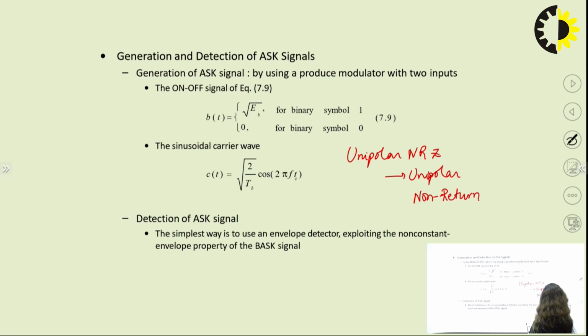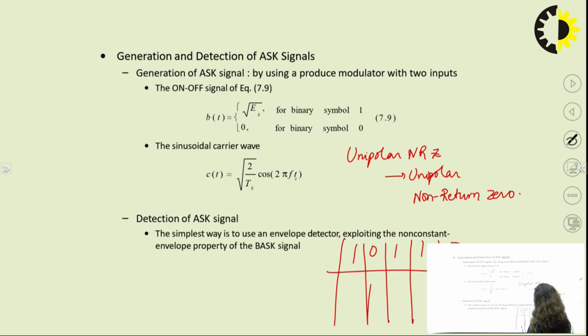So what is non-return to 0? Non-return to 0 means if we have pattern 10110, and every bit has a bit duration of TB. So for non-return to 0, it has plus A for bit 1.